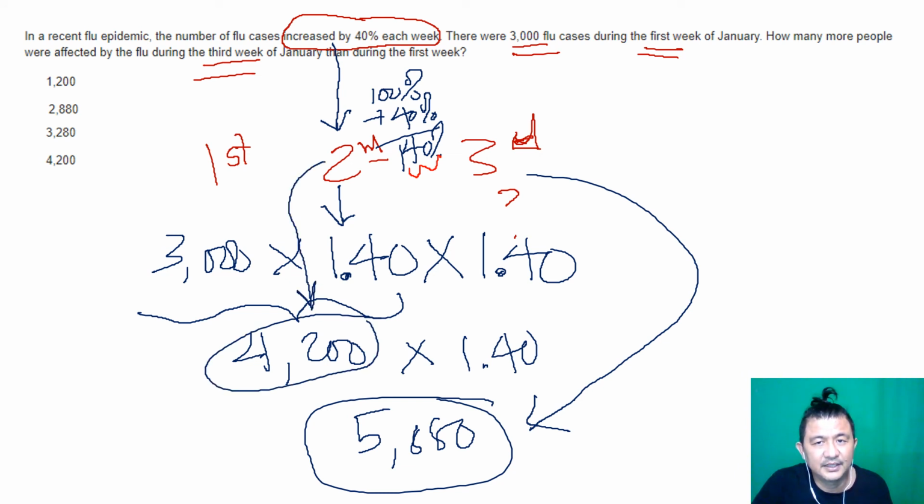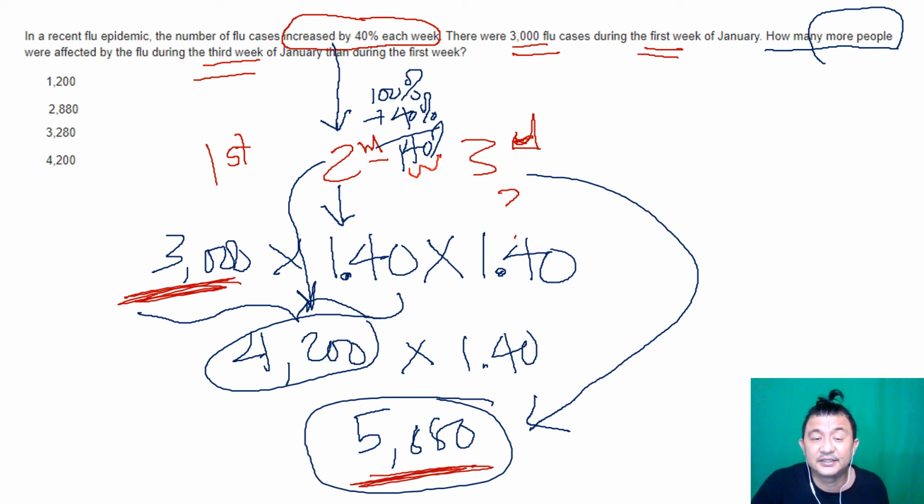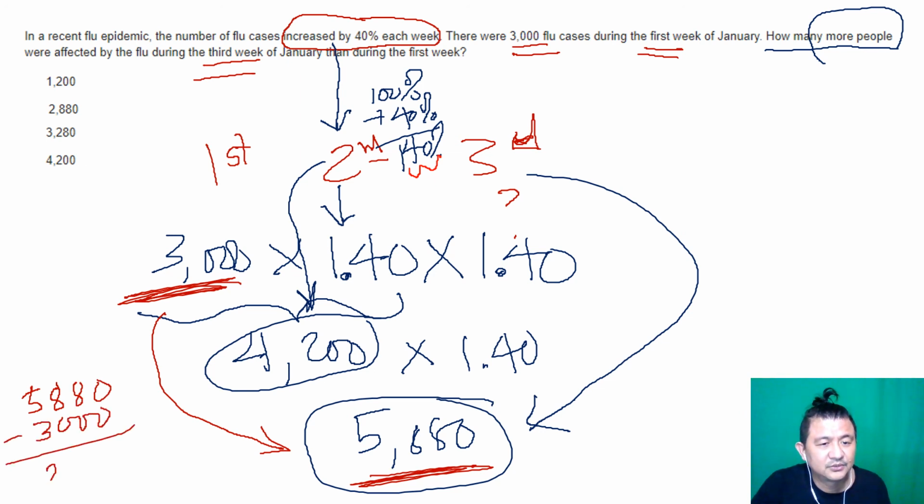Now, what is being asked? How many more people were affected in the third week compared to the first week? So we are comparing the 3,000 versus the 5,880. How did it increase? So how will I know that? Subtract them. 5,880 minus 3,000 is 2,880. So this is the correct answer. Got it? Good job.